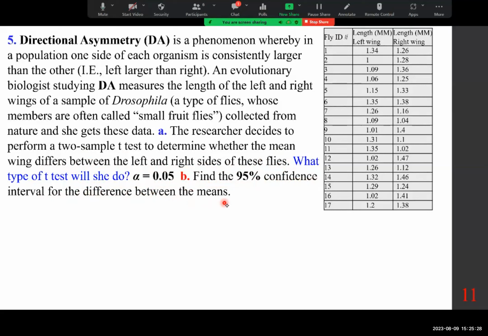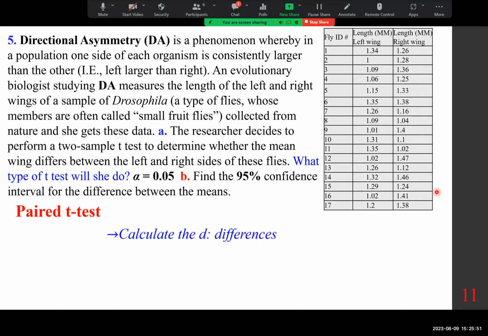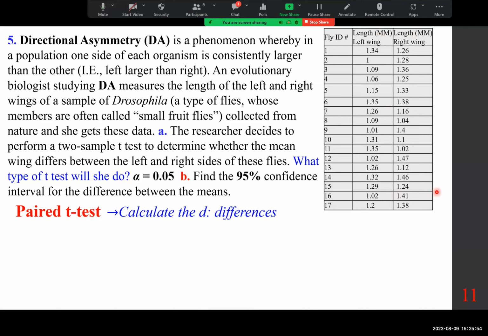Perfect. So the very first thing is we are looking at the same group, the left wing and the right wing. So we do what's called the paired t-test. And for the paired t-test, all we have to do is calculate the difference, the d, between the length of the left wing and the right wing. It doesn't matter which one you use as the first one. Ultimately, the concept is the same.